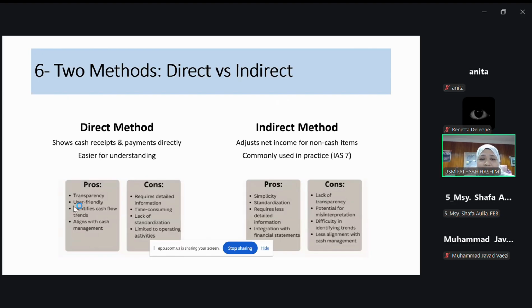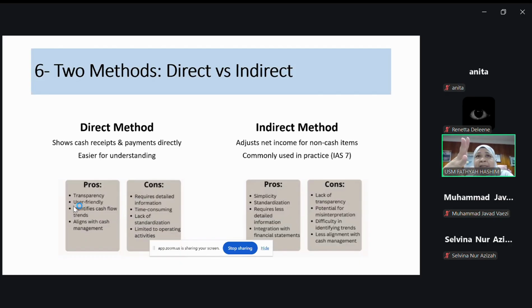And we come to the preparation of the cash flow statement. There are two methods: direct method and indirect method. So the direct method, as the name suggests, directly shows where the cash comes from, the cash inflow, and where the cash goes out, cash outflow from which items, especially in the operating activities. Yeah, it shows the cash received and payments directly, cash received from customers, cash paid to suppliers. So it's direct.